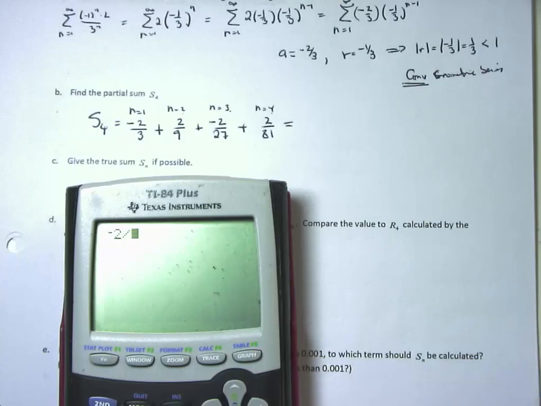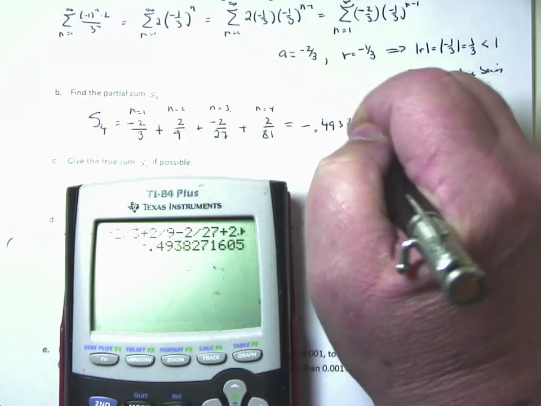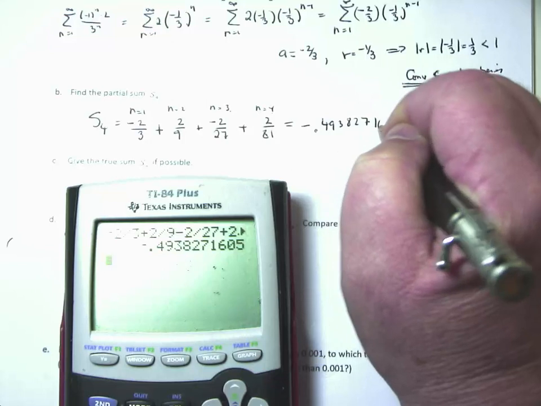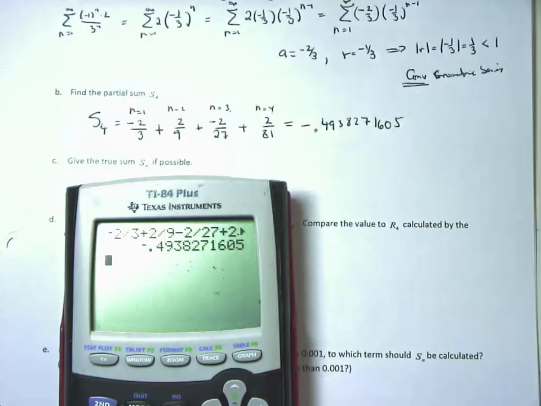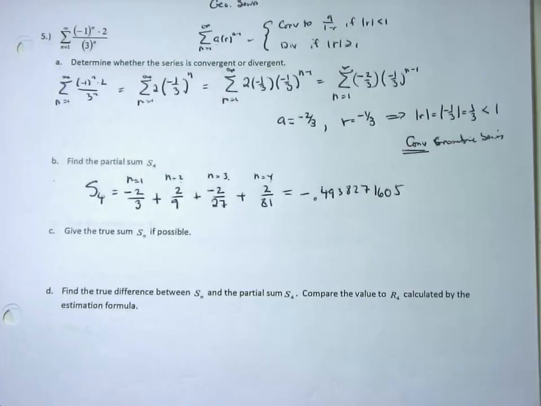Negative 2/3 plus 2/9 minus 2 over 27 plus 2 over 81 is negative 0.493827165. It's web work, so give them all the decimals. That is what S4 is.